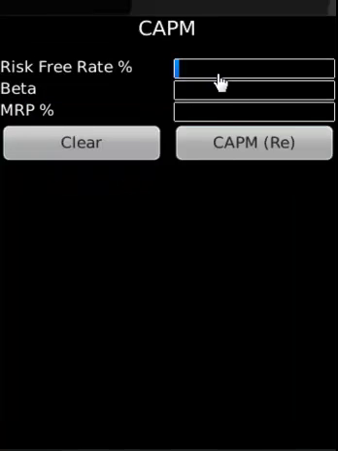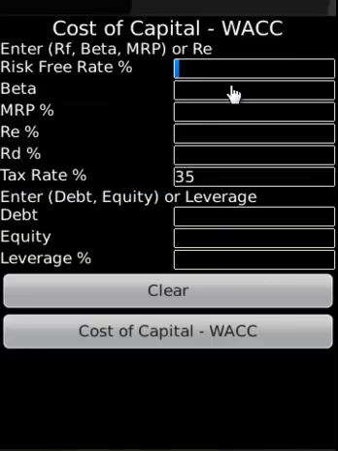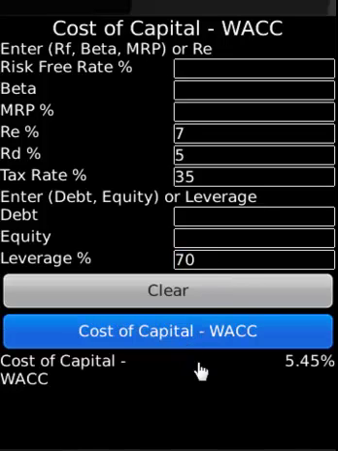CAPM, capital asset pricing model: risk-free rate 0.292, beta is 0.8, MRP 7.2, that is market risk premium, CAPM is 6.05. And weighted average cost of capital: we enter the risk-free rate 0.292, beta, MRP, all three, or we enter RE. Say in this case we're going to enter RE instead, say RE is 7, RD is 5, and we know the leverage, 70%, and then this is the cost of capital.